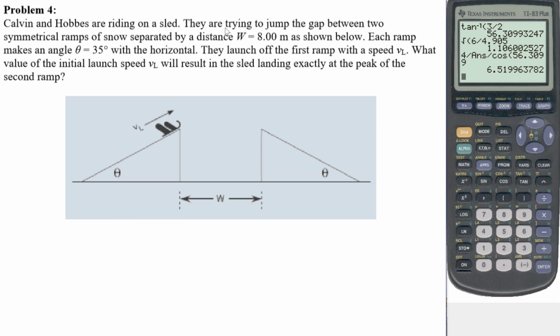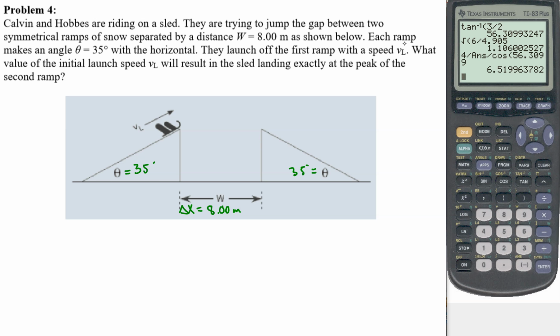Calvin and Hobbes are riding on a sled. They're trying to jump the gap between 2 symmetrical ramps of snow separated by a distance of 8 meters. Why do they give it all these different letters and names? This is not W, this is delta x, the forward displacement. Each ramp makes an angle of 35 degrees.